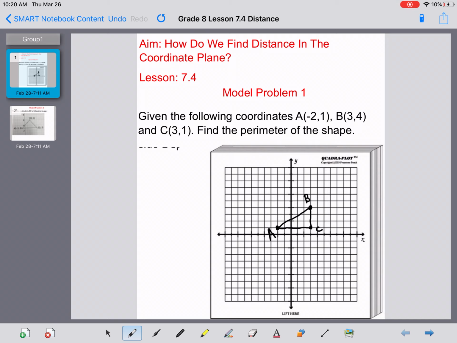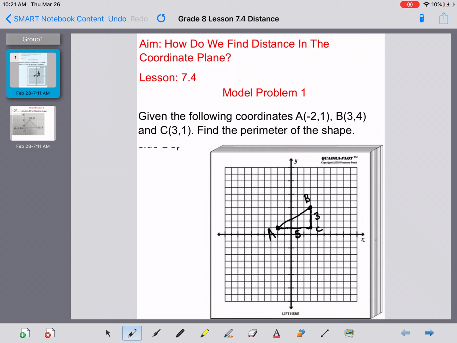My first line, this BC, is easy to find. That's 1, 2, 3. The distance from A to C is 1, 2, 3, 4, 5. And then finally, I need to find the distance from A to B. Since this line from A to B does not fall right on the grid, I cannot just count the boxes.